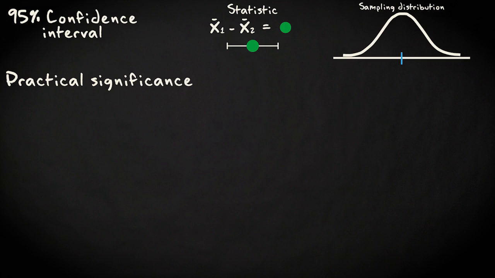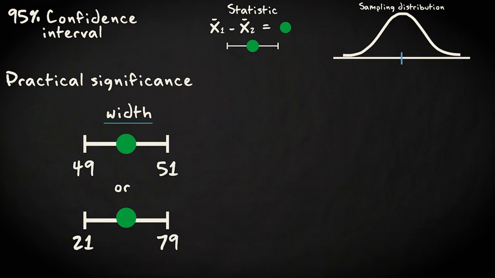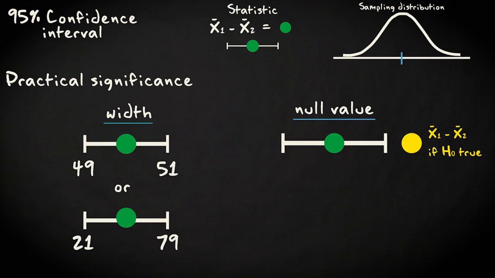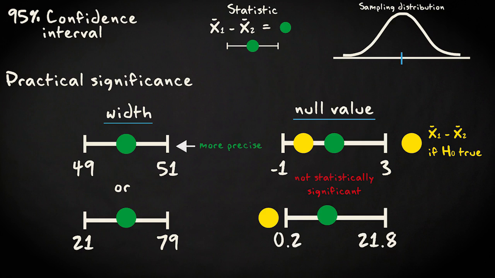Practical significance is more easily interpreted using a confidence interval, by considering the width of the interval and by seeing whether the parameter value under the null hypothesis lies inside the interval or very close to it. The narrower, the more precise our interval estimate is. The closer to the null value, the less plausible it is that the effect has real practical significance.